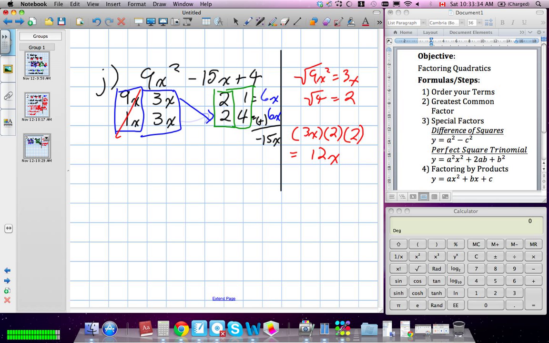So let's see the last one. 3, 3. Any combination of that give me 15x? Yeah. Okay, so I'm going to put my lines. It's always good to remember what we multiplied by, right? Aren't they all going to be negative? Yeah, they're going to have to be negative, right?